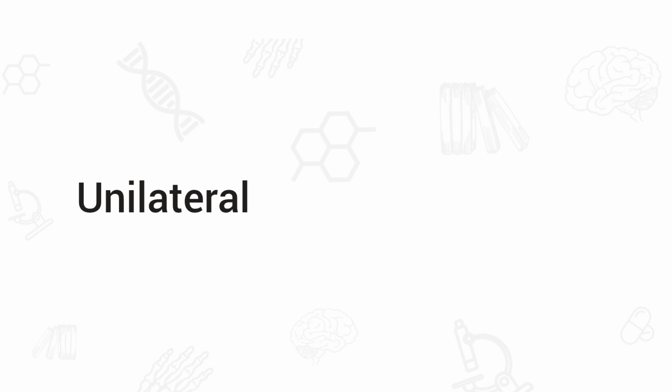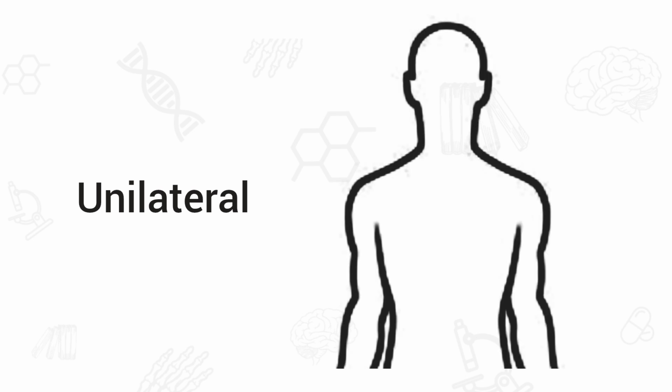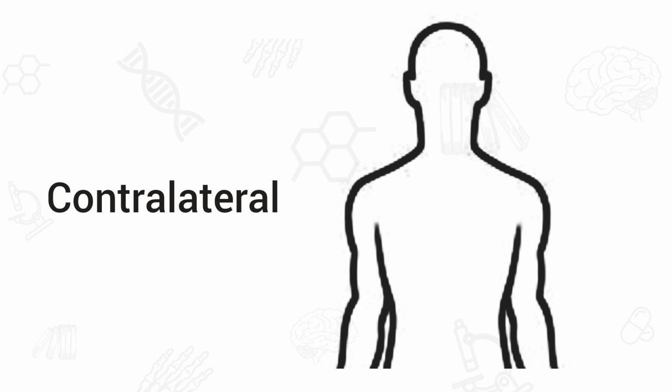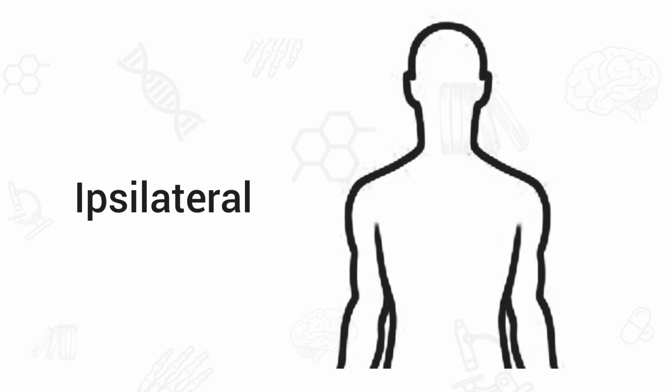Finally, let's talk about laterality. Laterality describes one side versus both sides. For example, unilateral structures are structures on only one side, like the spleen is on one side, so it's unilateral. Then bilateral, which means on both sides, like the kidneys are bilateral. Next, we have contralateral, which describes structures on opposite sides, like the left ear is contralateral to the right shoulder. Then we also have ipsilateral, which describes structures on the same side, like the right ear and the right shoulder.